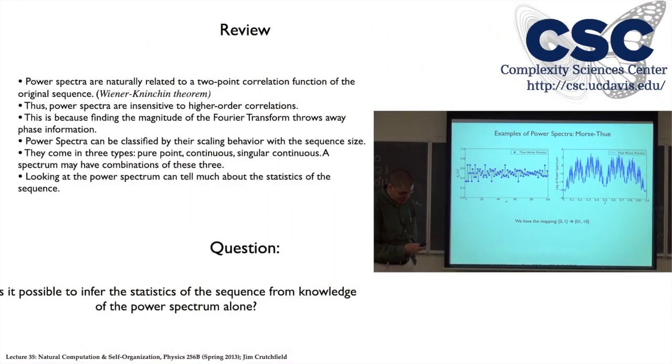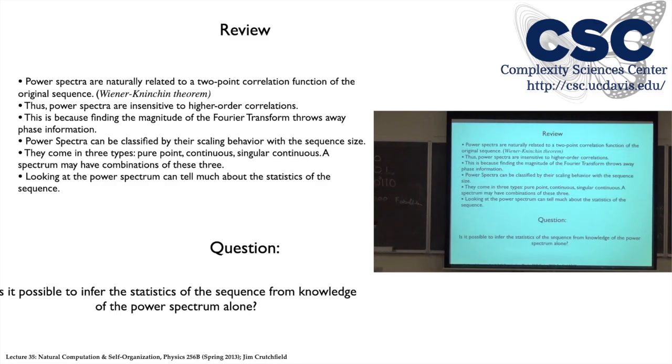Certainly. I just want to go through this very quickly. It always seems that I talk more than I should. Power spectra are related to 2-point correlation functions. They're insensitive to third order, fourth order, fifth order correlation functions, which is interesting. They throw away the phase information when I calculate the Fourier transform, as we discussed, and so they lose information. When I find the magnitude of the Fourier transform, or the square, which is the power spectrum, then it loses information.